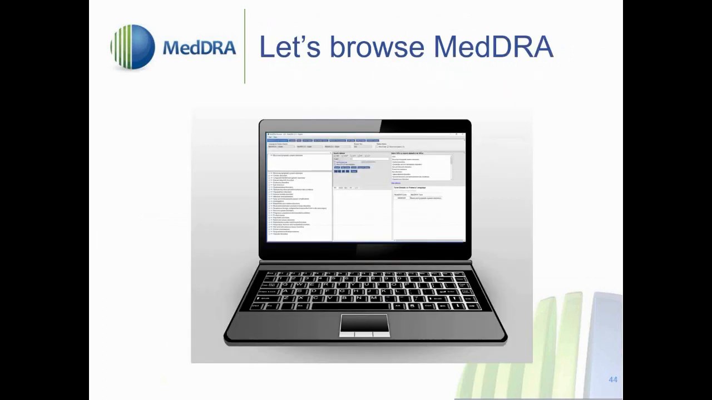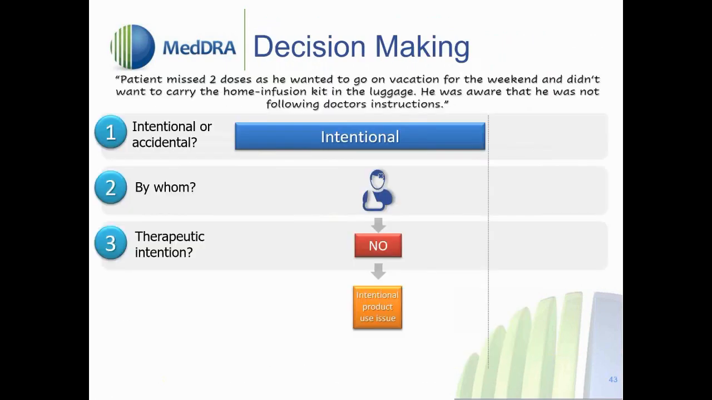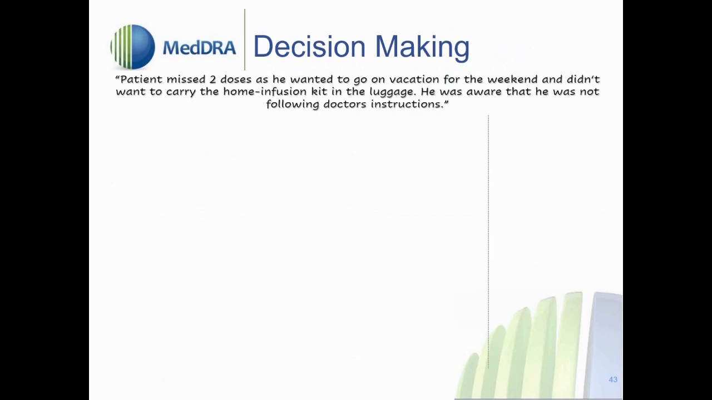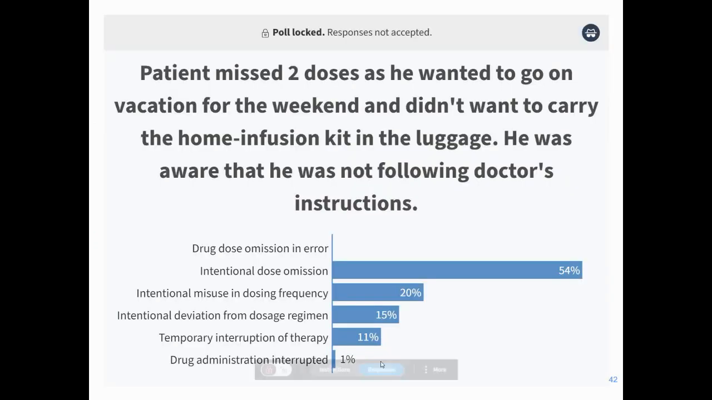And the follow-on is, what code would you choose if it had been for therapeutic intention? Let's go back to our... If it would have been for therapeutic intention, then you would go for intentional misuse, either in dosing frequency or also intentional dose omission. So whatever you choose, whether you consider this as a frequency issue or a dose omission, depends on your coding conventions.